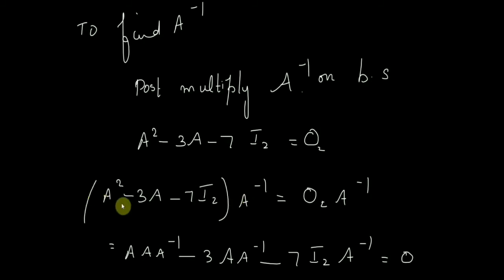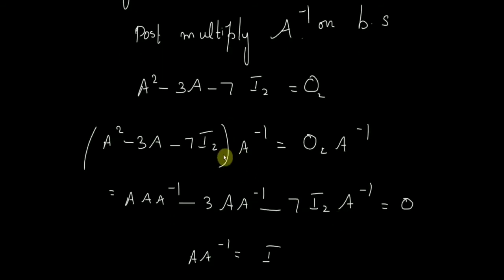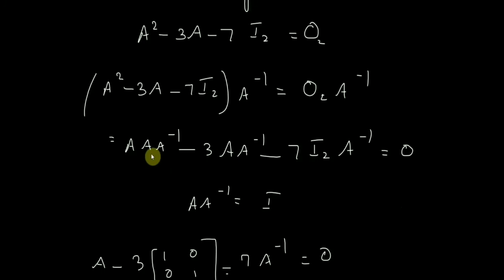You can pre-multiply also. Here we have post multiply. If I multiply A inverse here, I should multiply A inverse here. If I multiply A inverse this side, I should multiply here. Anyway, this 0 doesn't matter here in this case. So now A square into A inverse. A square is what? A into A into A inverse. Minus 3 into A inverse. Minus 7 into I2 into A inverse. That side is 0. But you know that A into A inverse is equal to identity matrix.